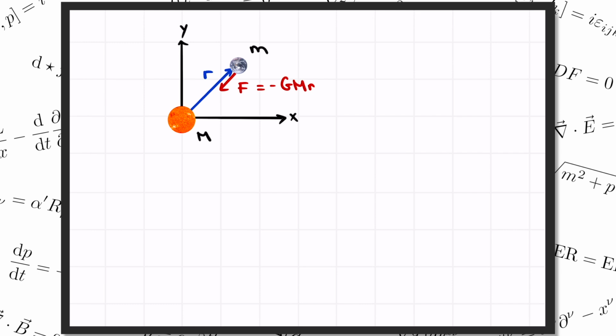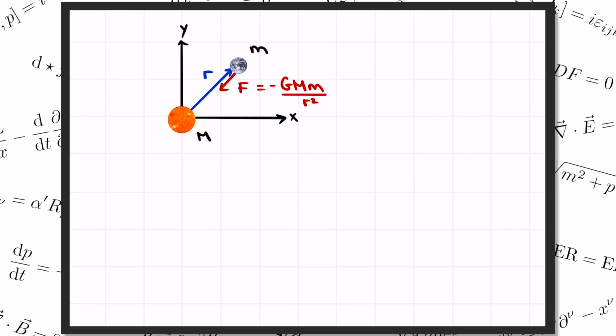Here's the setup. We've got a star like the Sun and a planet like the Earth. Say the star has mass big M and the planet has mass little m. We're going to treat them both as point particles for simplicity here. Let's put the star at the origin of our coordinate system, and say the planet is some distance r away. Then, according to Newton's law of gravitation, there's going to be a force on the planet of magnitude big G, big M, little m over r squared. And the force is pointing back toward the star at the origin.